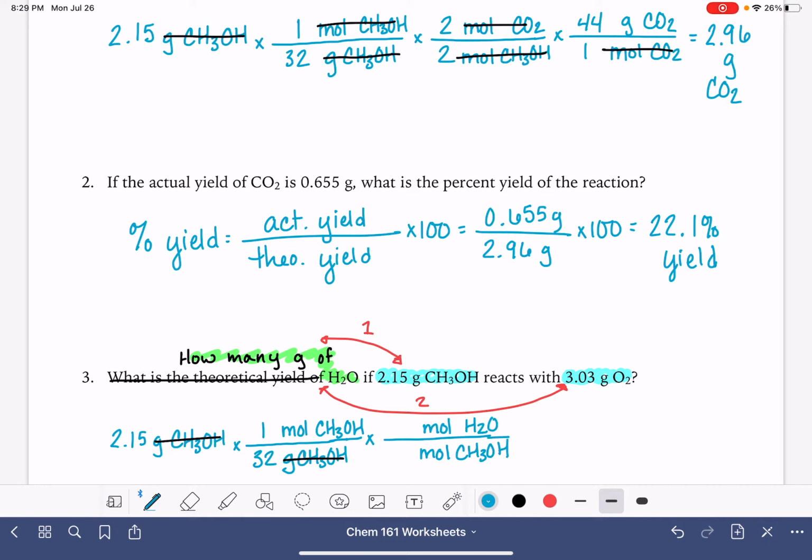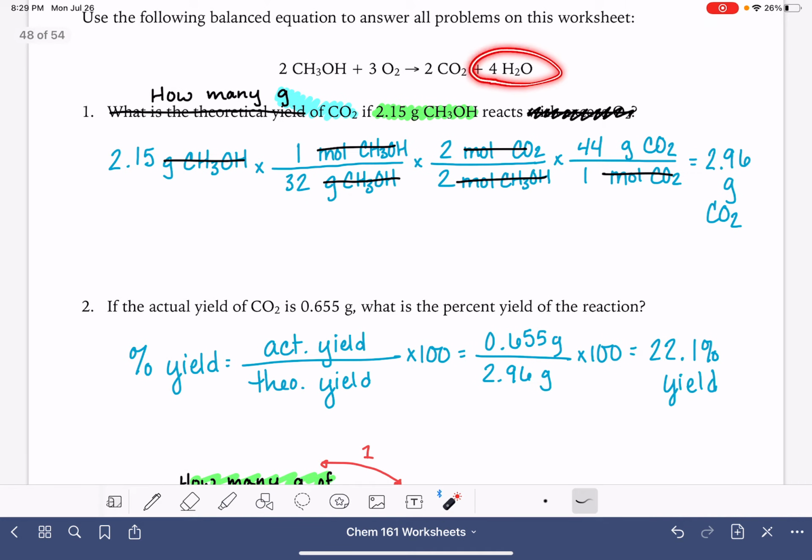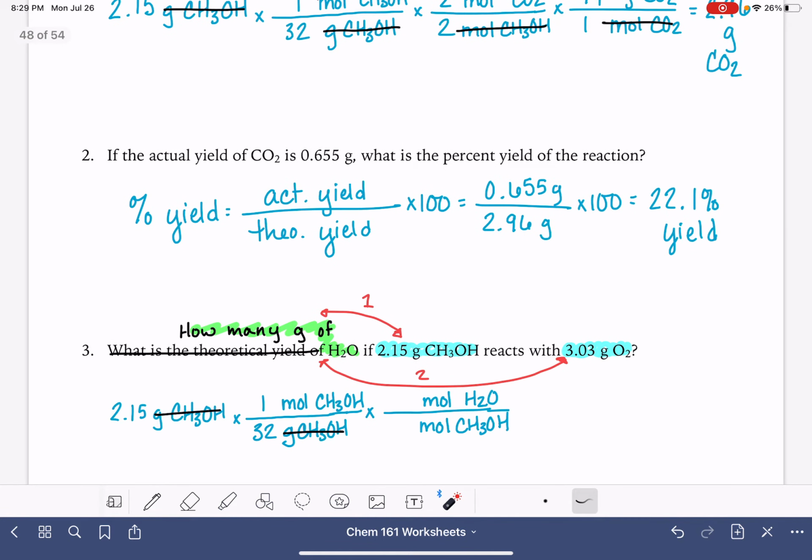And that conversion factor comes from our balanced equation. The coefficient for H2O is 4, and the coefficient for CH3OH is 2. So there's that. And then our last step, we're going to get rid of that unit of moles of H2O and convert into units of grams of H2O. And we'll do this using the atomic masses, 1 for the hydrogen, 1 for the other hydrogen, 16 for the oxygen. That's 18 grams per mole.